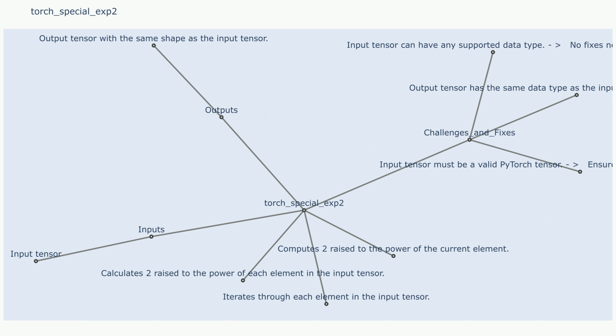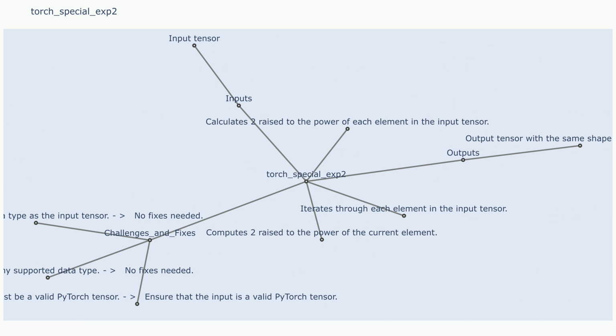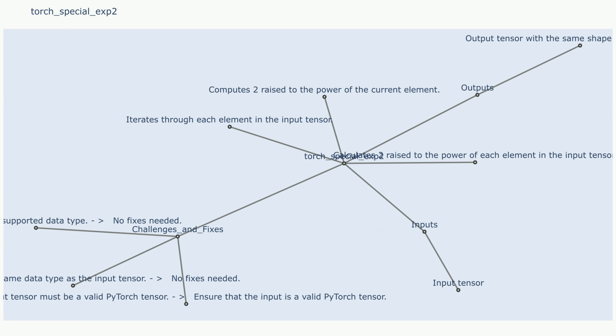Fixes. Use a different function for calculating the exponential of complex numbers, such as torch.exp. Convert the complex input values to real numbers before using exp2.